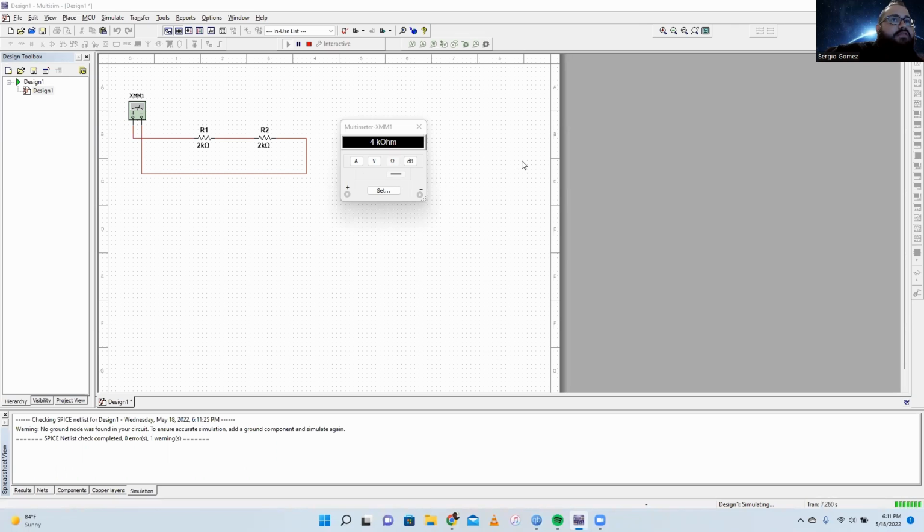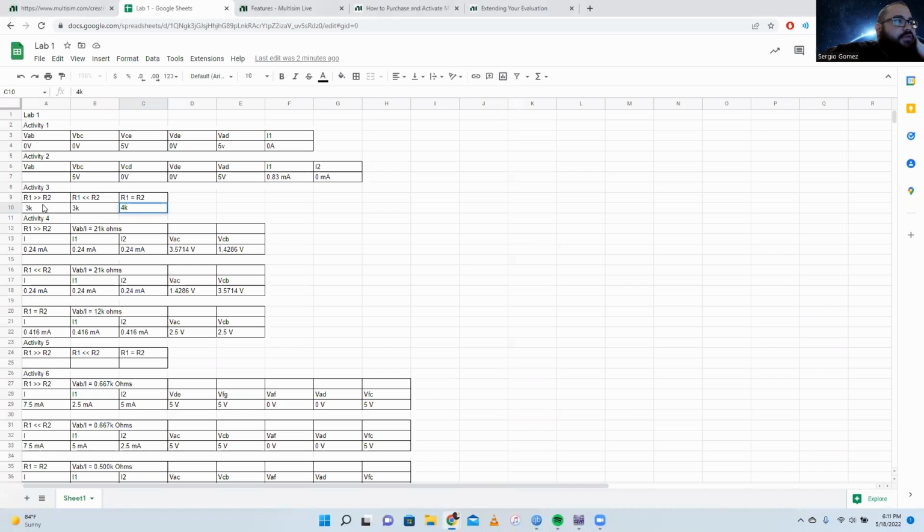Lastly, for case C, for activity 3, we have R1 equal to R2. So 2 kilo ohms plus 2 kilo ohms, because they are additive, will be 4 kilo ohms in this series circuit. This is presented here in activity 3. So case 1, 3K, case 2, 3K, case 3, 4K. A, B, C: 3, 3, 4.